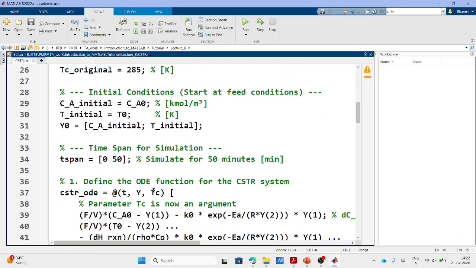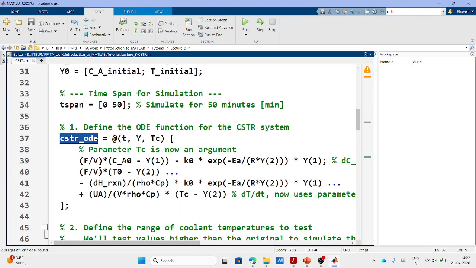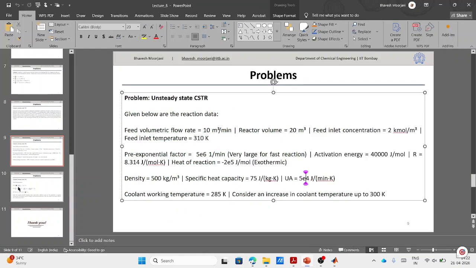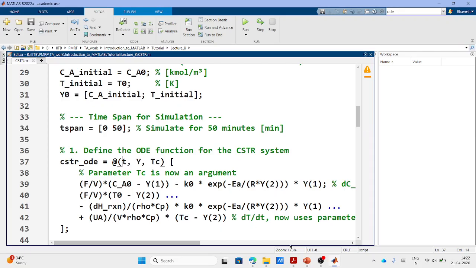I have to define the CSTR ordinary differential equation. So I am writing CSTR ODE, which will be a function of time, concentration and temperature, as well as cooling temperature Tc. So in the CSTR ODE, what are my dependent variables? Ca and temperature. These two are my dependent variables. What is my independent variable? That is time.